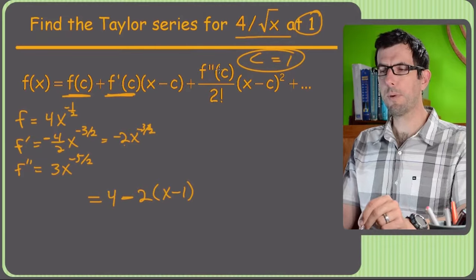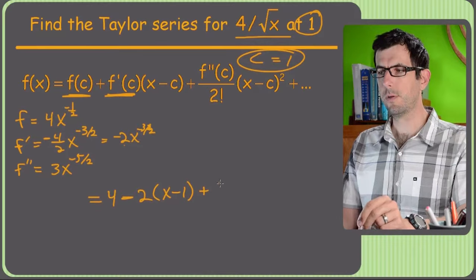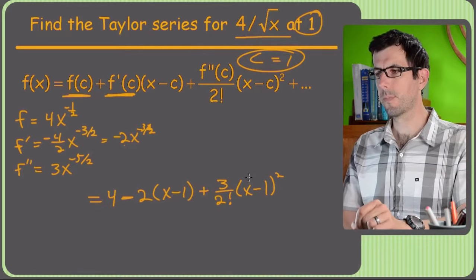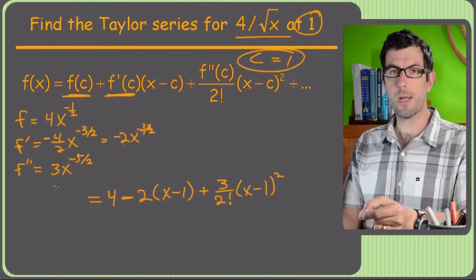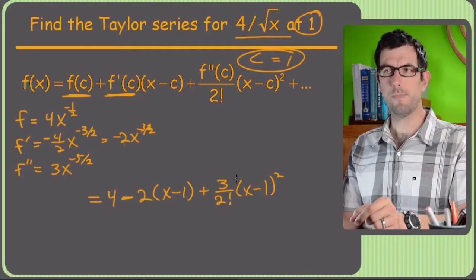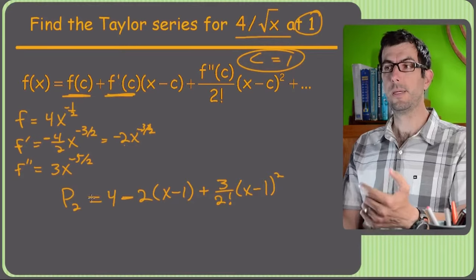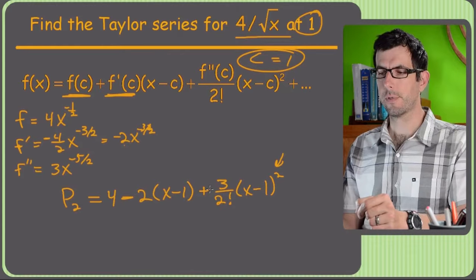Now f double prime of 1 is going to be 3 times 1, which is 3. So plus 3 over 2 factorial times x minus c, oops, we know what c is, x minus 1, squared. And if we wanted to, you could keep going, but we stopped here. If you wanted to find f triple prime and then plug that in, we can just get as many terms as you want. What's this one called? Well, this would be called P2, the second degree Taylor polynomial, because we went up to this squared term right here. All right, good stuff.